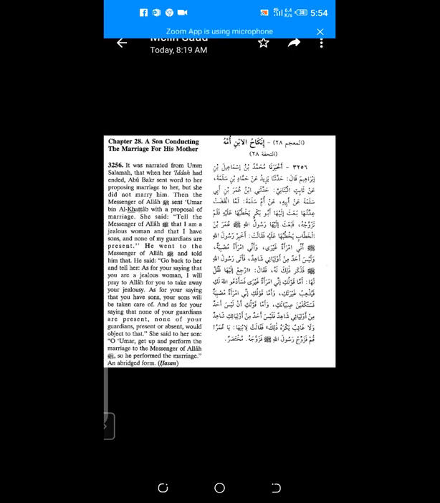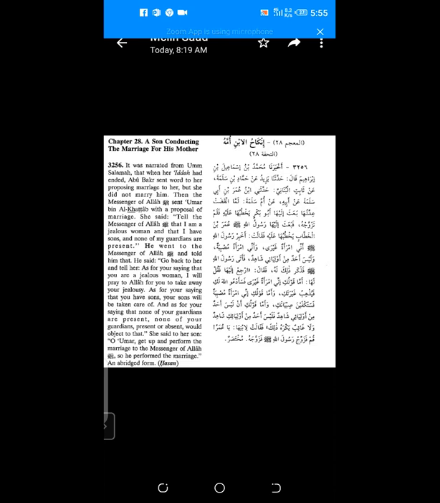He went to the Messenger of Allah sallallahu alaihi wasallam and told him that. He said, "Go back to her and tell her, as for your saying that you are a jealous woman, I will pray to Allah for you to take away your jealousy. As for you saying that you have sons, your sons will be taken care of. And as for you saying that none of your guardians are present, none of your guardians, present or absent, will object to that."